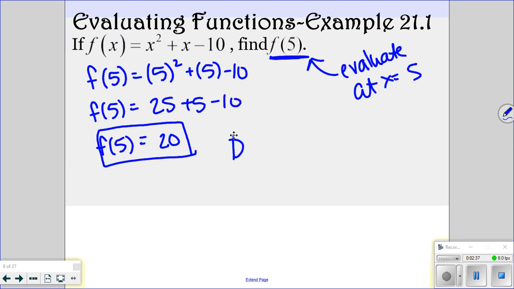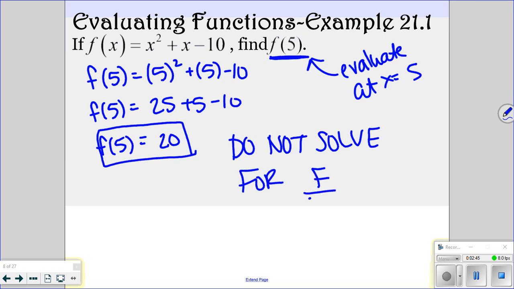Do not try and solve for f. We were asked to find f of 5. It's not f times 5. It's a function evaluated at 5. So, not trying to solve for your variable. f of 5 is 20. That's your answer. Stop there.